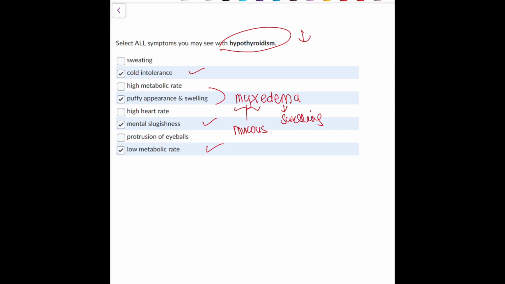This mental sluggishness that occurs just from being tired and not having enough ATP, not having enough energy, in the case of hypothyroidism is reversible. So once somebody gets hormone replacement therapy, they're going to be good.